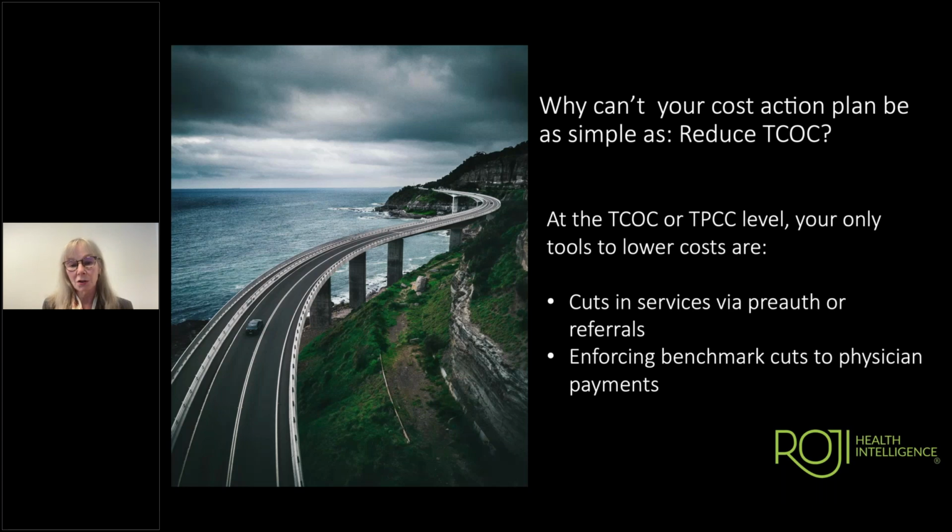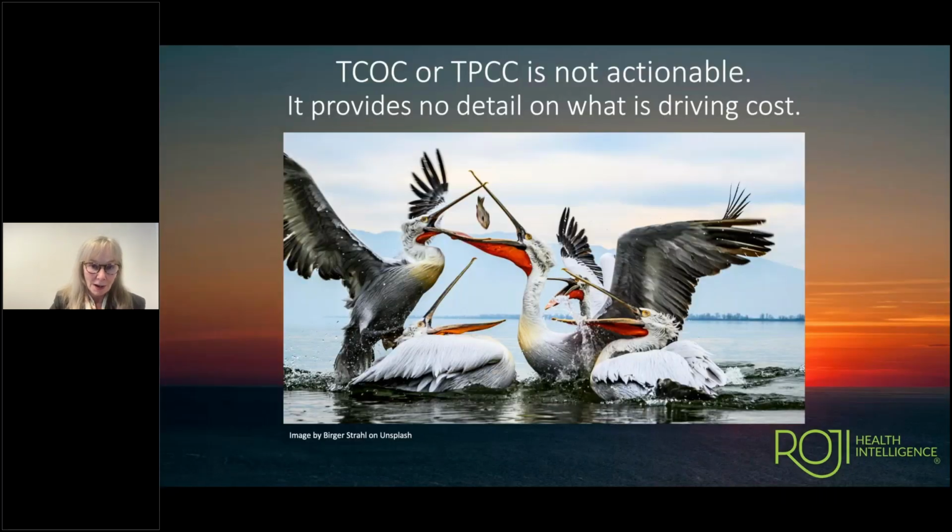So what you really need to look at this path as is of the supports that are along this cliff to be able to reach better cost performance. Total cost of care or total per capita cost is not an actionable concept, is what the bottom line is. It doesn't provide any detail on what is driving the cost. And like these pelicans going after a fish, they have no idea how they're going to reach that goal. They just want the fish.